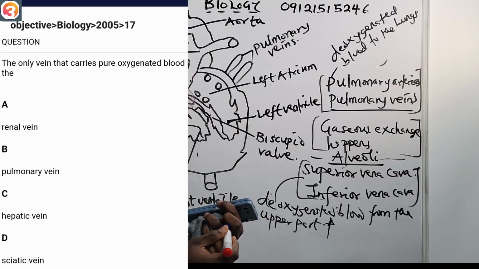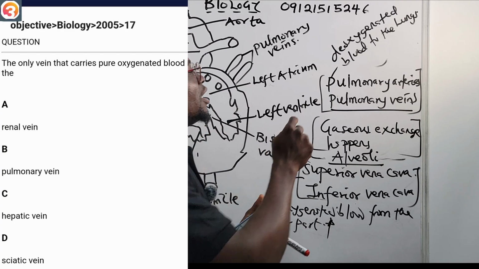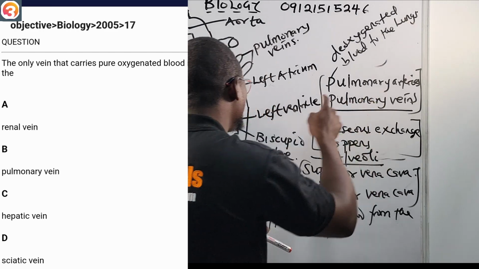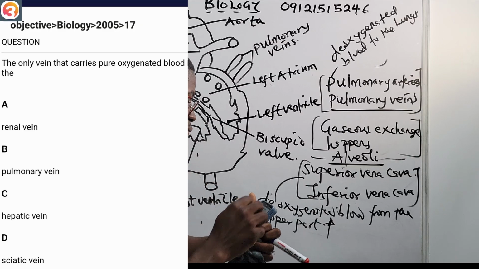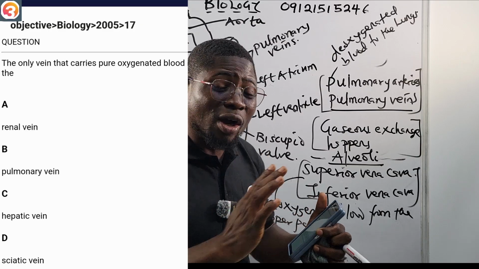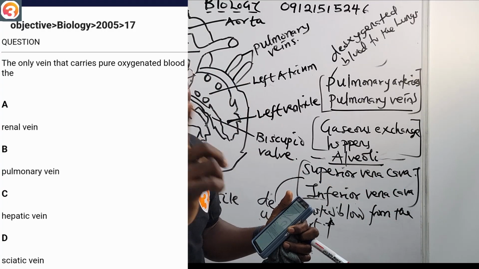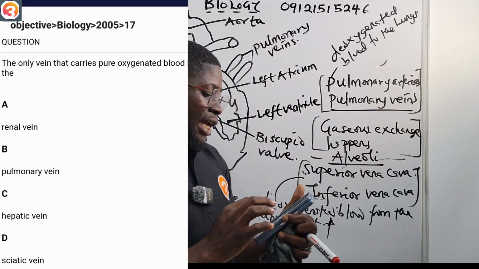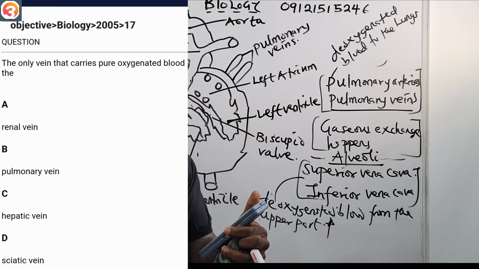Remember, arteries carry oxygenated blood away from the heart to the tissues. Pulmonary veins carry oxygenated blood from the lungs to the heart. Please take note of that. Veins do not usually carry oxygenated blood; they carry deoxygenated blood. But the only vein that carries oxygenated blood is the pulmonary vein. A says renal vein, B says pulmonary vein, C says hepatic vein, D says sciatic vein. The correct answer there is B, pulmonary vein.